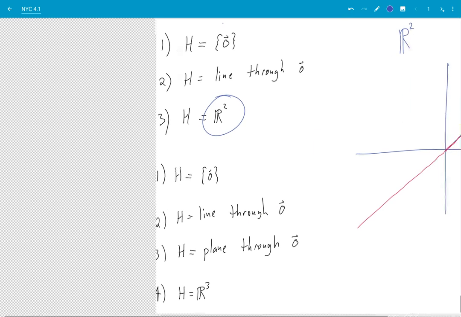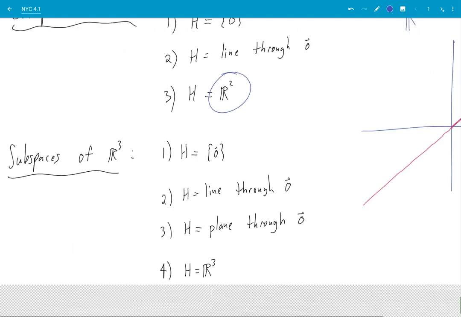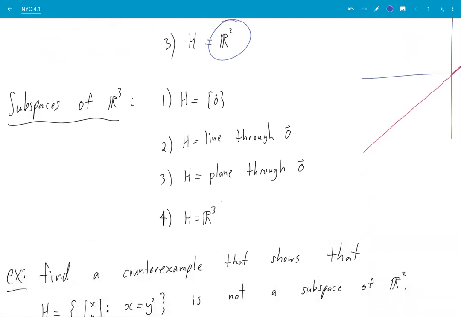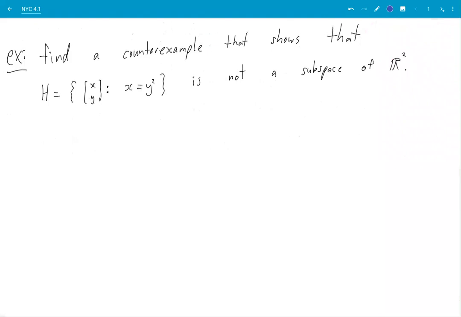So you can see these possibilities are all kind of flat, linear, right? They all have a flatness to them, lines and planes. Even R3, you can think of that as being flat. Okay, let's do an example here. Here's something that is not flat. You have a parabola, x is equal to y squared. So it looks something like this.